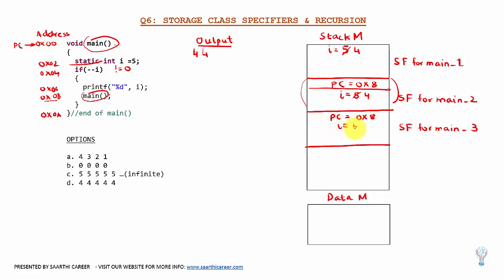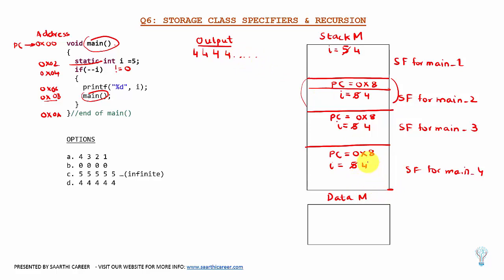And then again it creates a variable I equals 5, and if of --I, so it again changes to 4, and then it again goes and prints 4, and the process again repeats itself. Another stack frame is created when it encounters a main function. It sees I is equal to 5, then I changes to 4, and then it again calls a main function. So I'm just going to write this as stack frame for main 4, and it prints 4, and this process keeps on repeating until we reach the end of the stack.